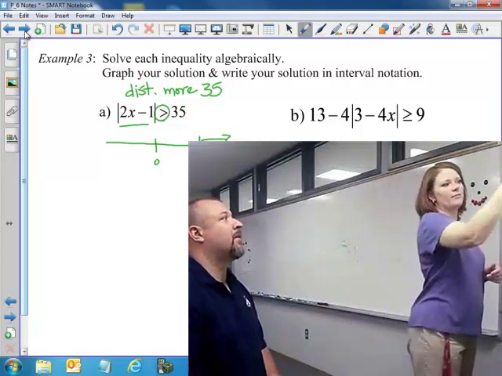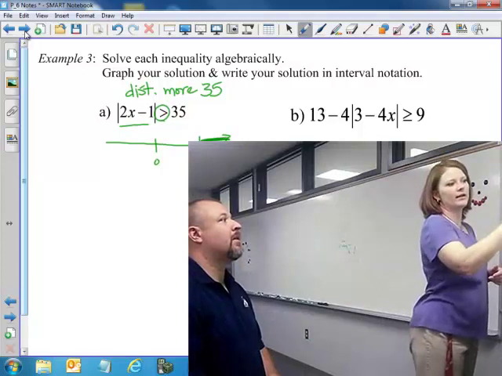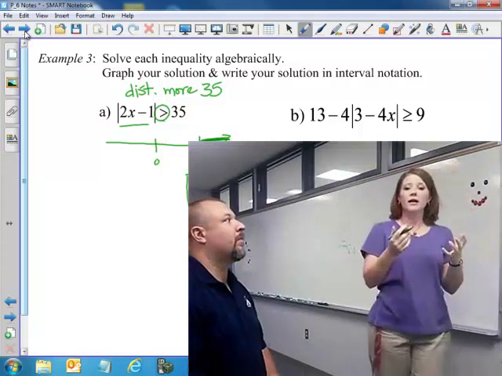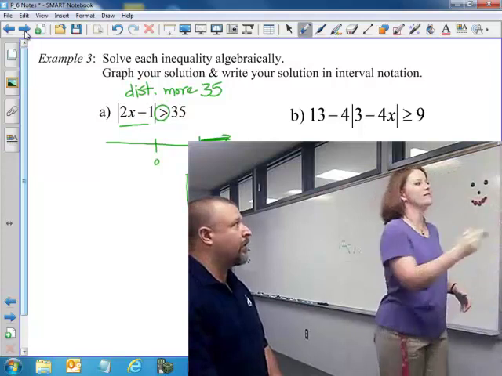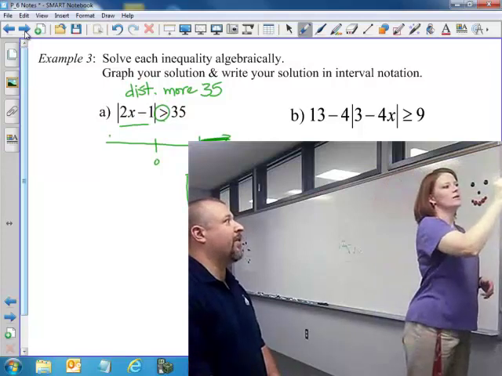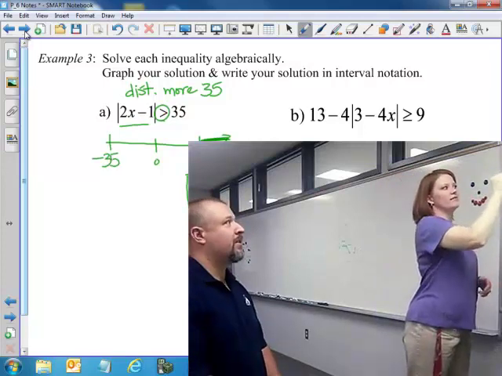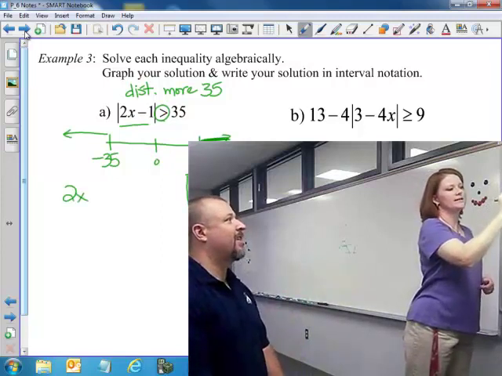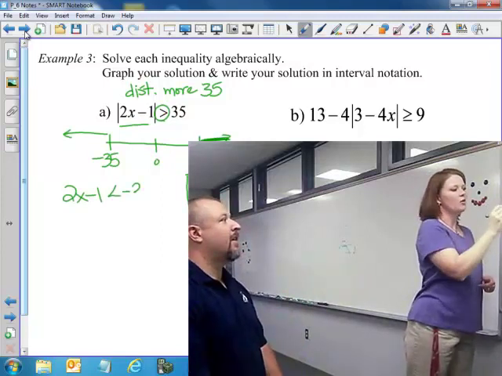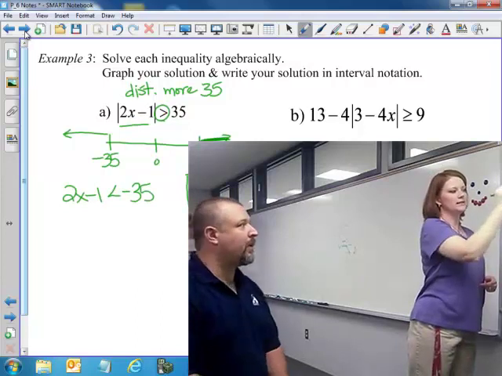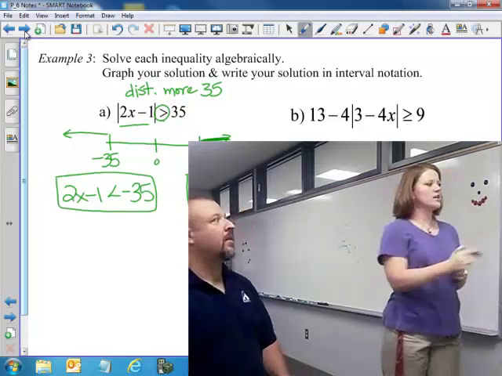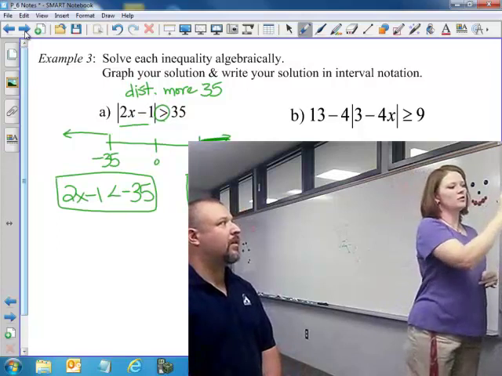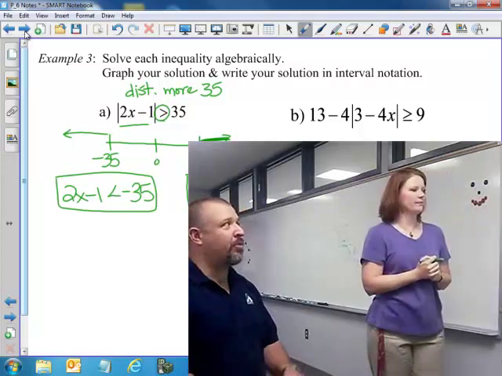So this arrow right here is represented by this inequality that we can now solve. But not only could we be more than the positive 35, we could be smaller than negative 35. We could be smaller than negative 35, the left flap. So 2x minus 1 could be less than negative 35. Again, we're never making this inside the inequality negative. We're saying that our value can be less than the negative.